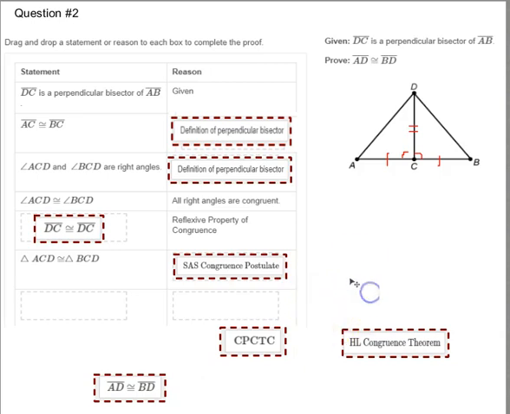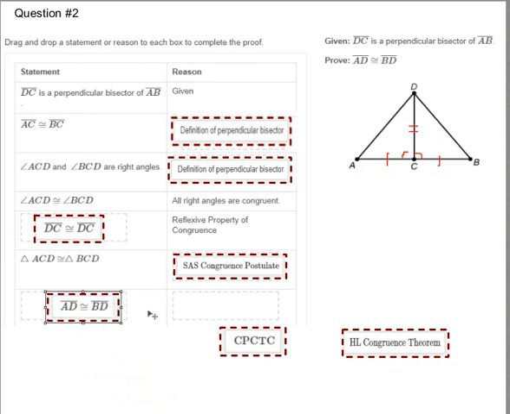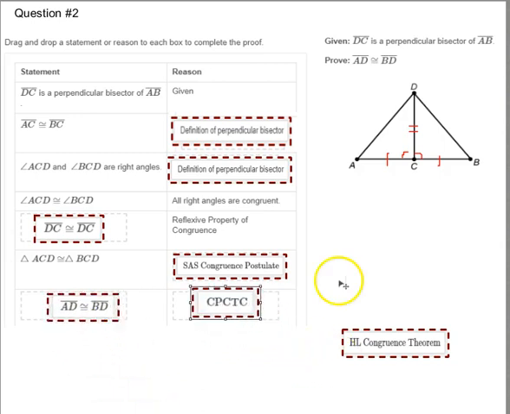So we know that, look at this, the last statement, prove AD is congruent to BD. How do we know that? Because we've proven these two triangles congruent. And since these two triangles are congruent, all the rest of the parts are congruent. And that is called CPCTC, or congruent parts of congruent triangles are congruent. Okay?